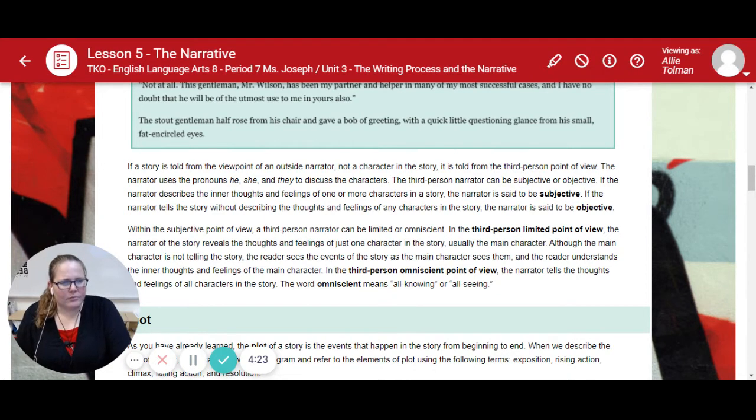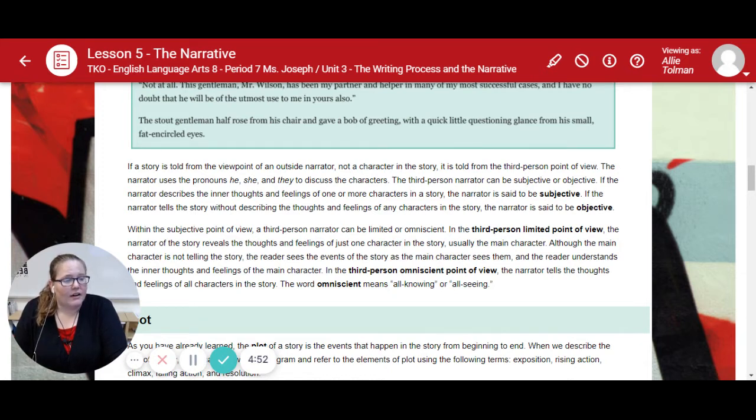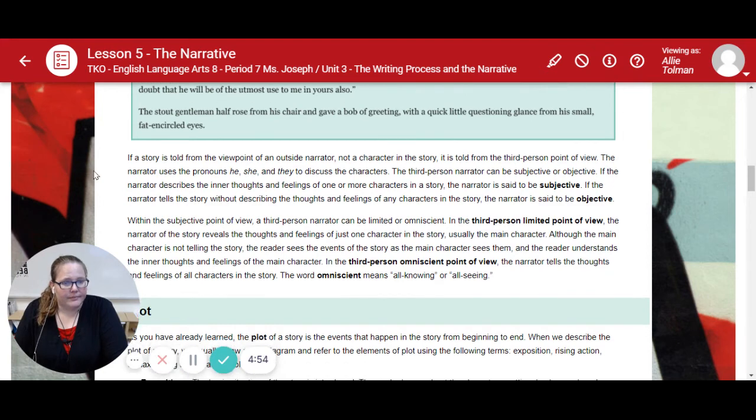If a story is told from the viewpoint of an outside narrator, not a character in the story, it is told from the third person point of view. The narrator uses the pronouns he, she, and they to discuss the characters. The third person narrator can be subjective or objective. If the narrator describes the inner thoughts and feelings of one or more characters in a story, the narrator is said to be subjective. If the narrator tells the story without describing the thoughts and feelings of any characters in the story, the narrator is said to be objective.